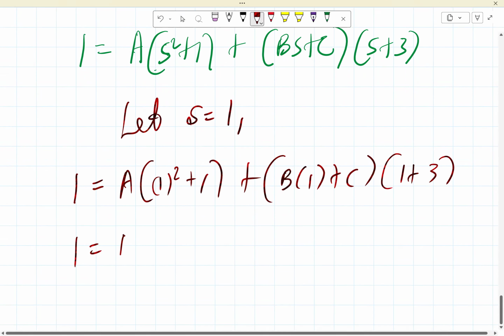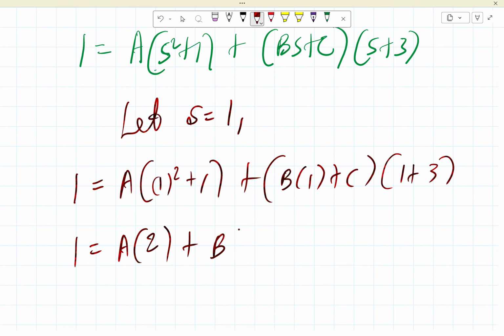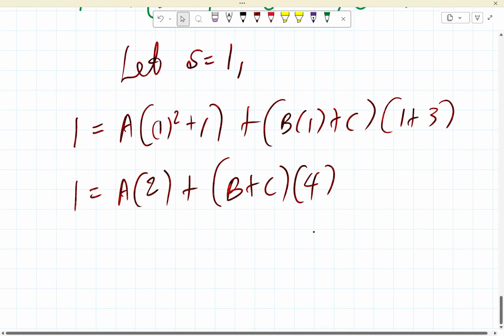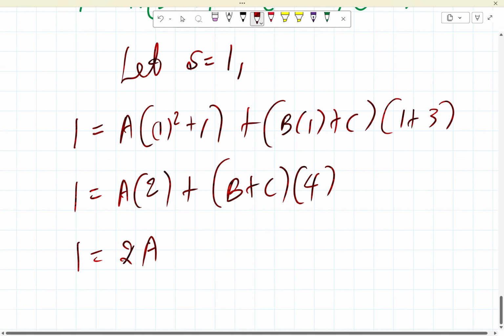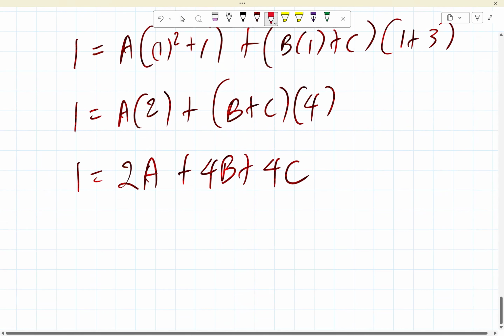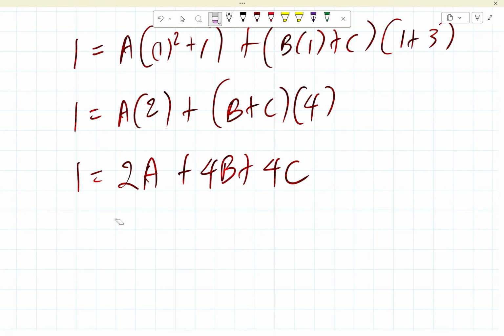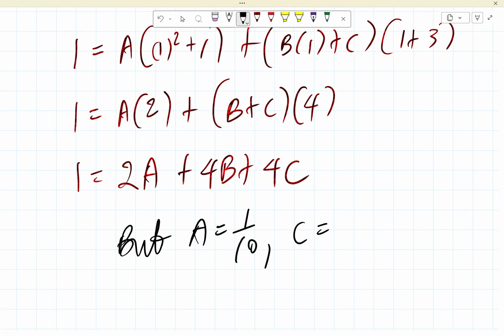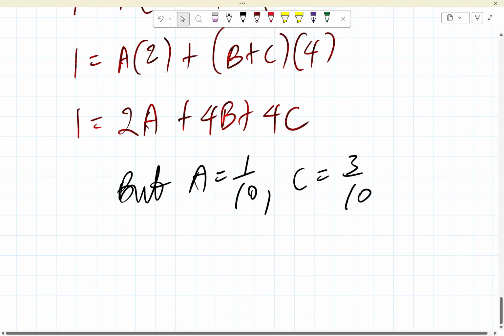So that's 1 equals a. 1 squared is 1 plus 1, that's 2. So that's a into 2 plus b times 1, b, plus c. 1 plus 3 is 4. Okay, so we have 1 is equal to 2a plus 4b plus 4c. But remember that we already have a and c. a is 1 over 10, c is 3 over 10. So that can help us to get b.